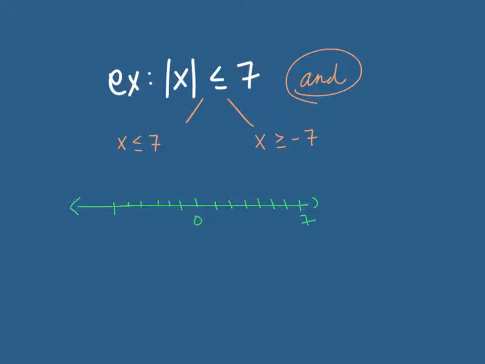4, 5, 6, 7. Okay, so the first one on the left says x less than or equal to 7. So I put a closed circle on 7, and it's everything less than or equal to. Then for the second one, it says x greater than or equal to negative 7. So I put a closed circle at negative 7, and it's everything greater than or equal to that. Then I want all of the overlap in between, so that is right through here.